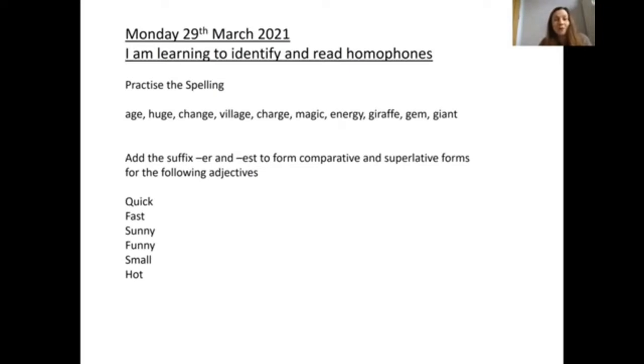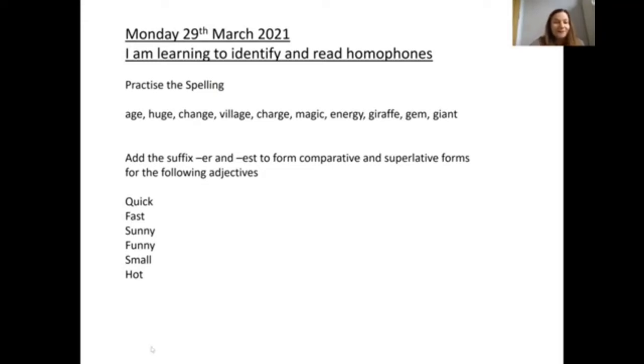So what are the forms of quick when you add er and est? What is going to happen to the word? And make sure you write the spelling correctly as well. Okay, so now pause the video, practice that on the piece of paper, and then come back to me. You have 5 minutes to do that. Okay, are you ready now? Are you ready to check your answers?